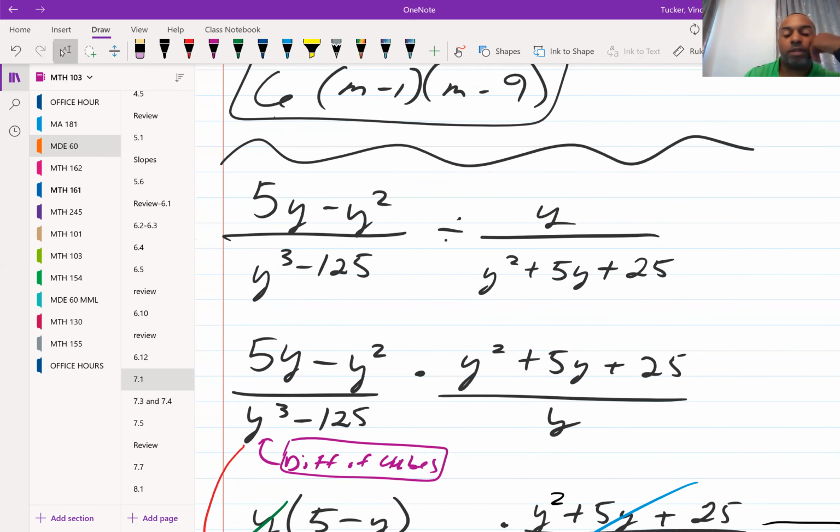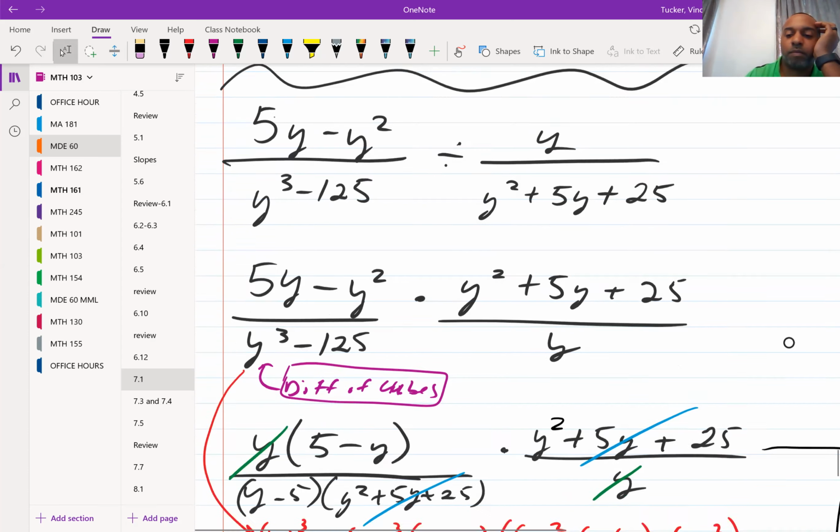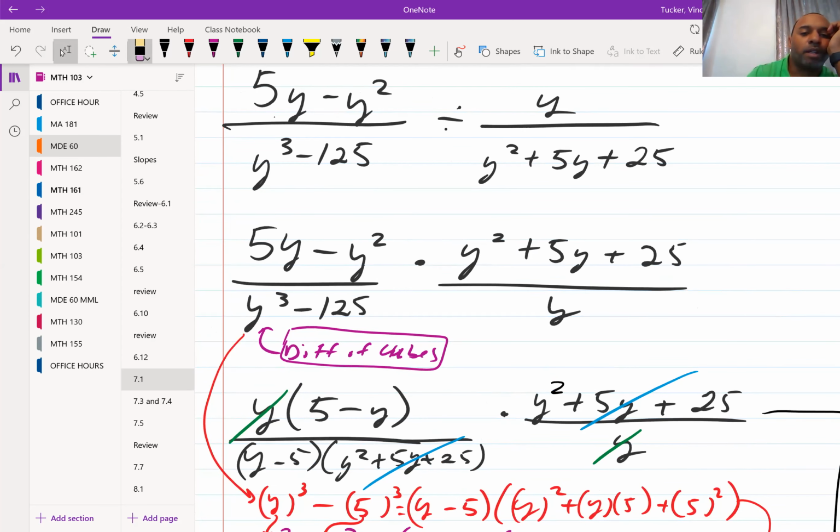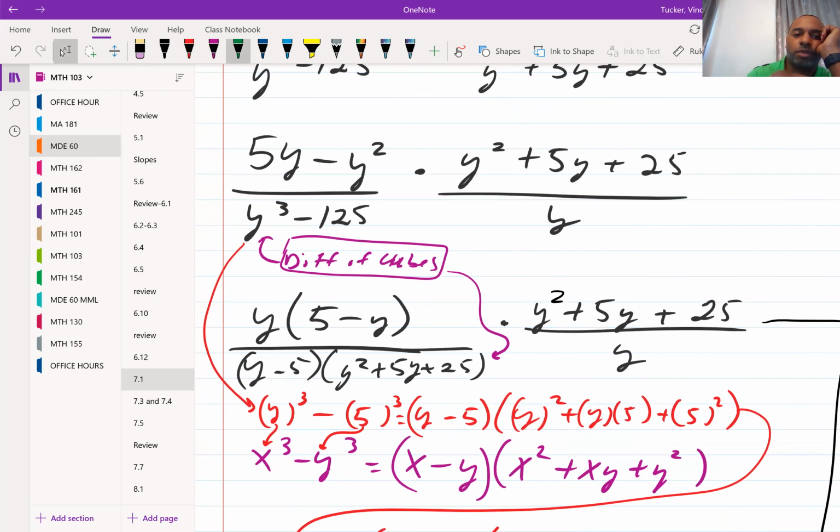Now it's time for us to go to factoring. We know we can factor out y from that numerator, leaving you 5y times 5 minus y. In that denominator, notice there's a difference of cubes. So I factor that out. And that's what's going on right here.